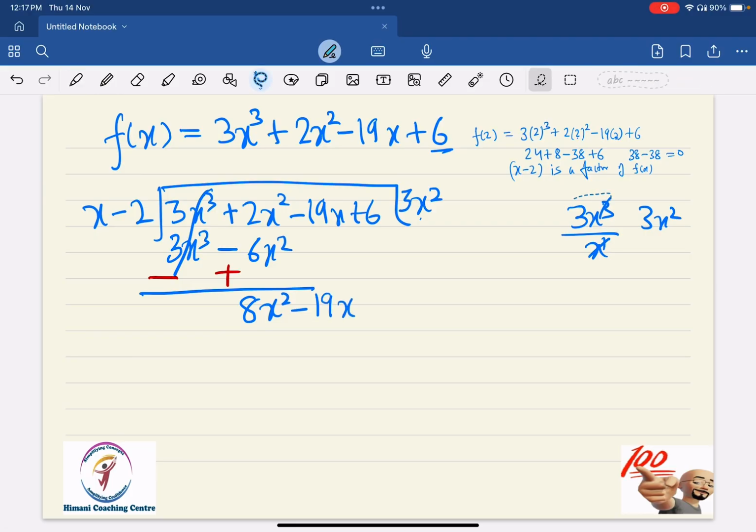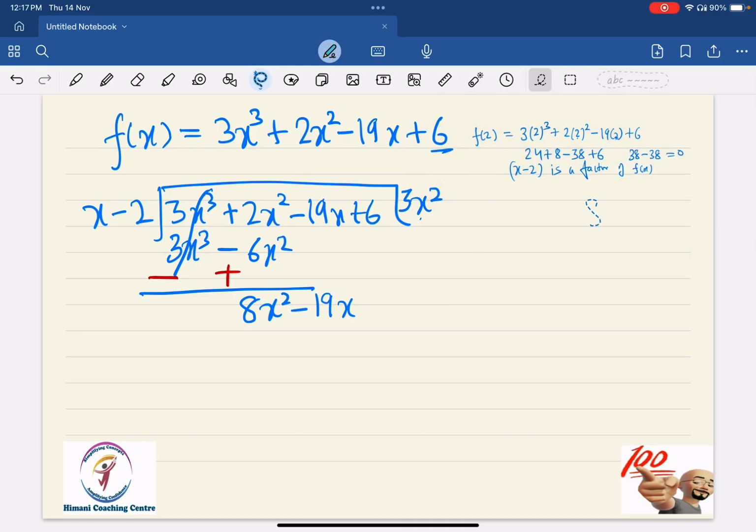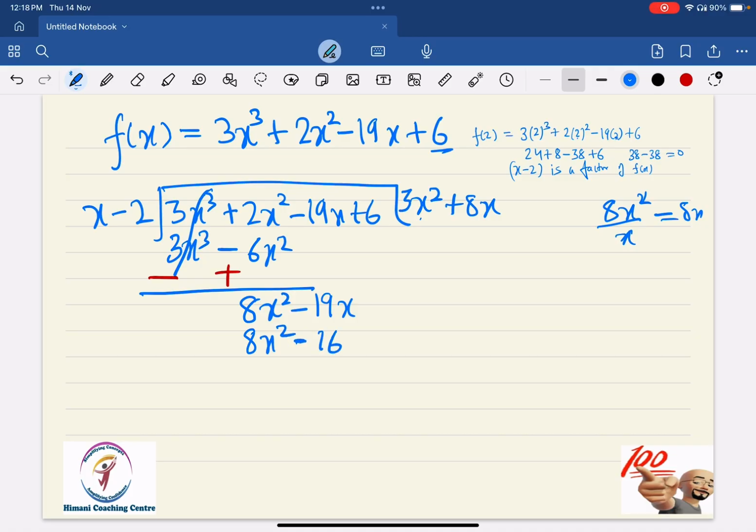Now 8x square divided by x. Okay, we have to just check 8x square divided by x, which will give us 8x. So the remainder here is plus 8x. Now 8x into x is 8x square. Then plus into minus is a minus. 8 times 2 is 16, and you get minus 16x.